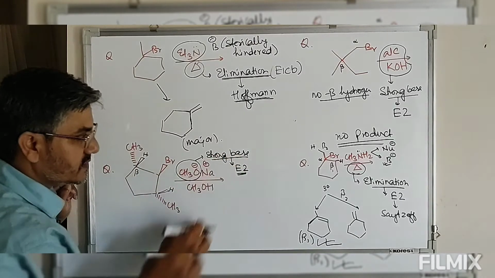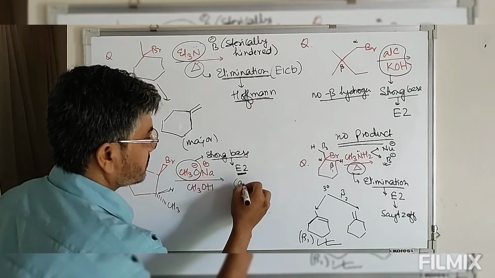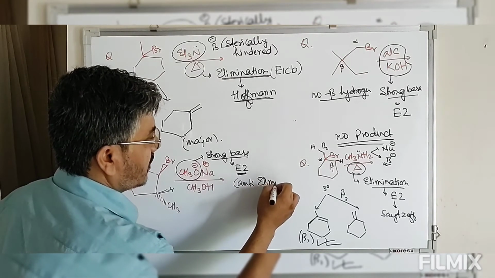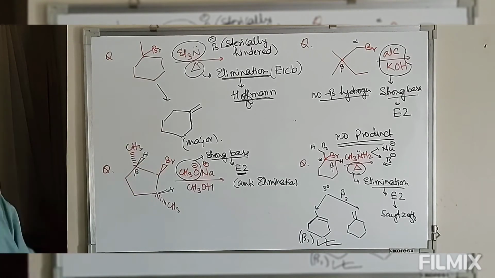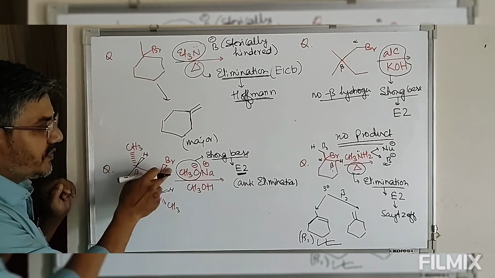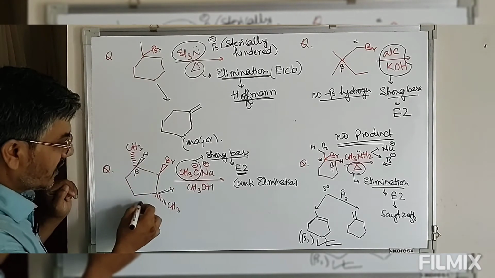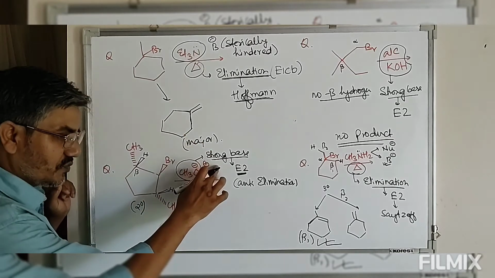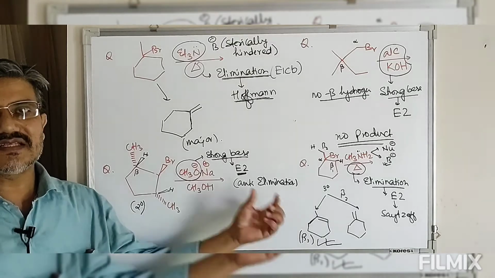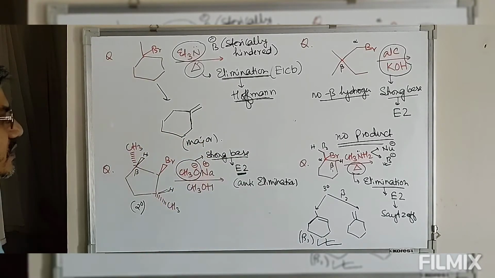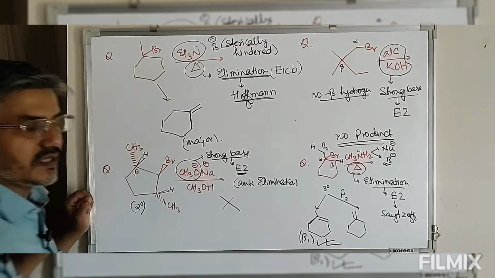So E2 reaction says anti-elimination. That means the beta hydrogen and halogen should be at a distance of 180 degrees. Now in this case, hydrogen and Br are on the same side. Though we have a secondary alkyl bromide in the presence of a strong base, the favorable condition for this E2 reaction, that is anti-elimination, is not observed. So this particular halogen-substituted alkyl cyclopentane does not undergo an elimination reaction.